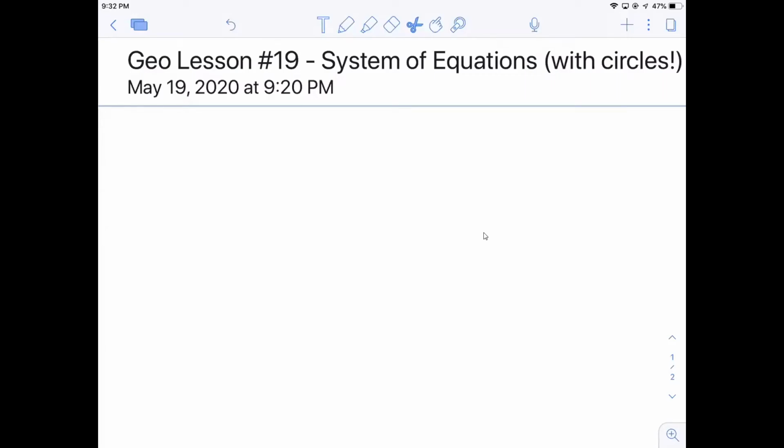We're back again. Today, it's also going to be another blank page of notes. If you like Algebra 1, you are going to like this lesson because it actually has very little to do with geometry. It's mostly an algebra lesson. We've all done systems of equations before. Today, we're going to be doing systems of equations, but with circles.